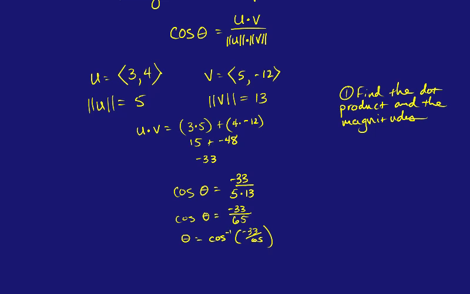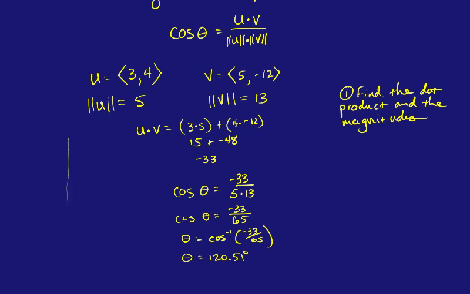So I've got inverse cosine going into my calculator, -33 divided by 65. And I get theta is 120.51 degrees. There may be a handful of ways in which you can find the angle between two vectors, right?